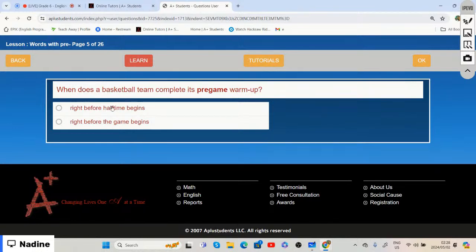All right, and a pre-game, right? When does a basketball team complete its pre-game warm-up? Is it right before halftime begins or right before the game begins?